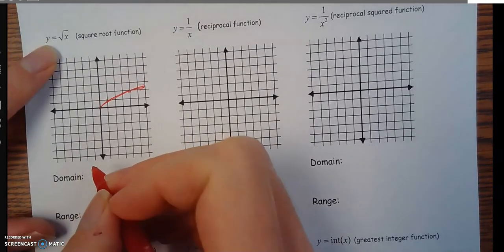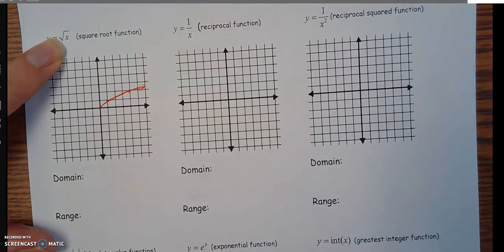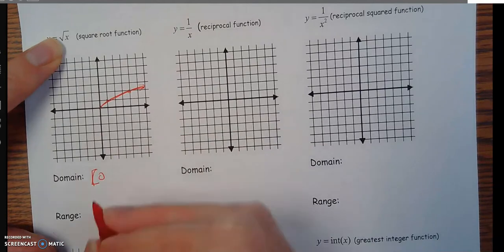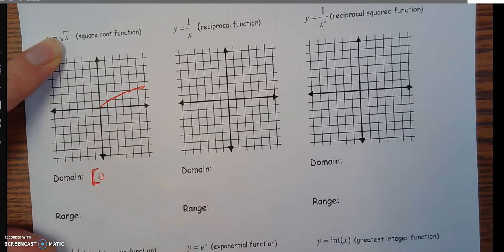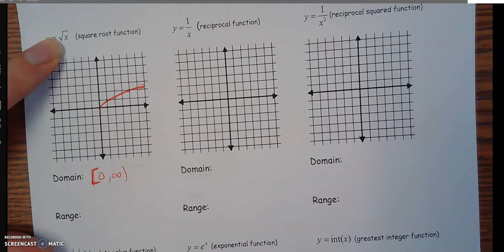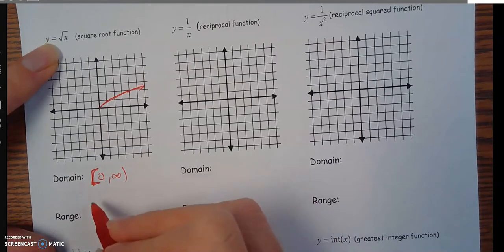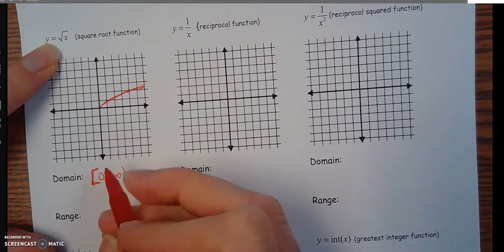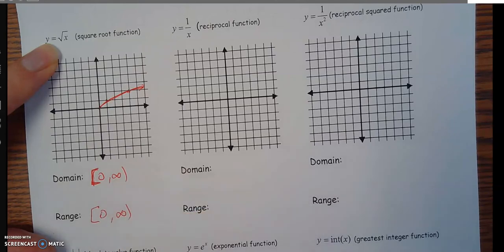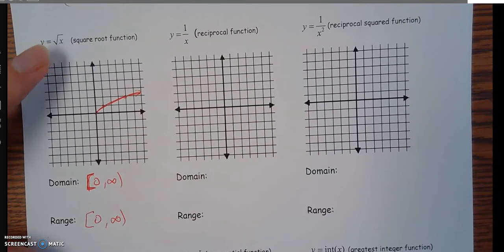The domain of this, then: there are only certain values that you can square root. You can square root 0, so 0 is included, on up to infinity, but you can't square root negatives. And along with that, the range: because you can only plug in non-negatives to square root, you can only get non-negative answers. So 0 off to infinity.